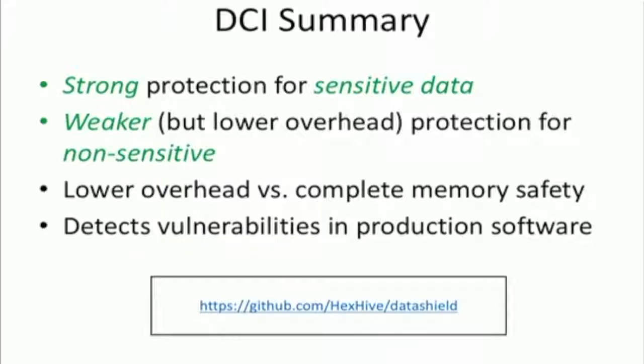In DCI, we have stronger protection for sensitive data and relaxed protection for non-sensitive data. The reason we have this relaxed protection is it allows us to have lower overhead overall. And that's a key metric for getting people to actually use our mechanism, is that people want really high performance in practice. We have lower overhead than complete memory safety, and we suggest that one of the reasons that complete memory safety is not being adopted is the prohibitive overhead.